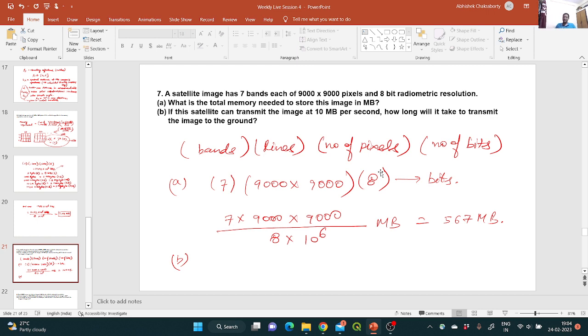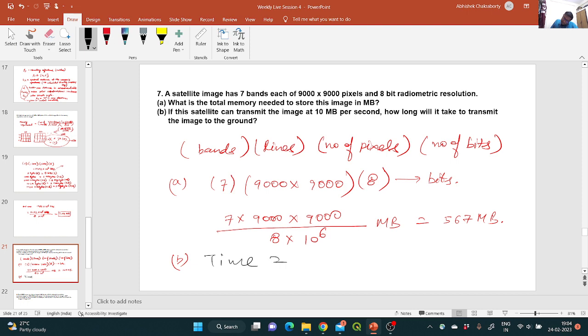This is very straightforward. So the time would be equal to. Oh, sorry. Let me full screen it.